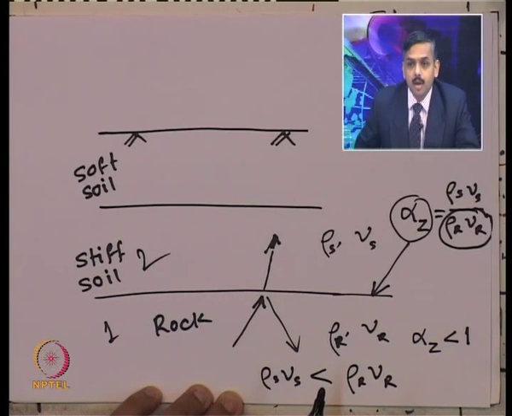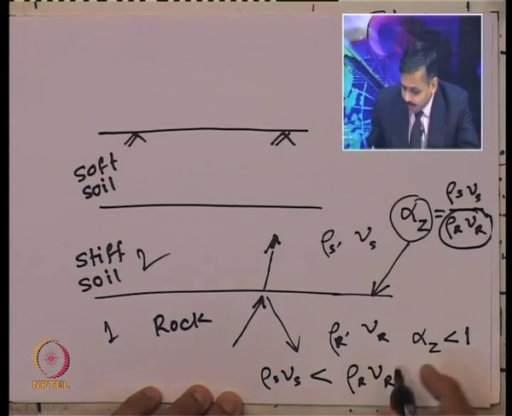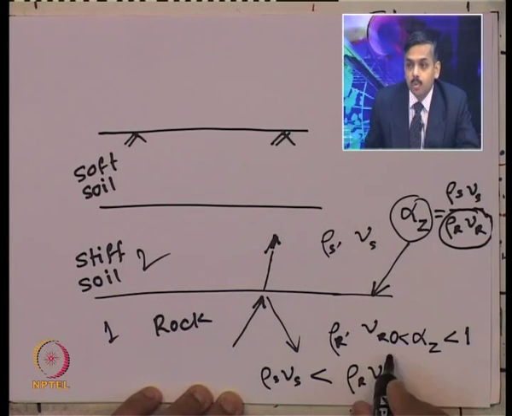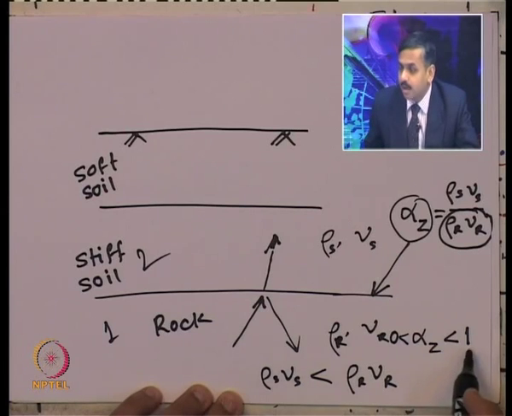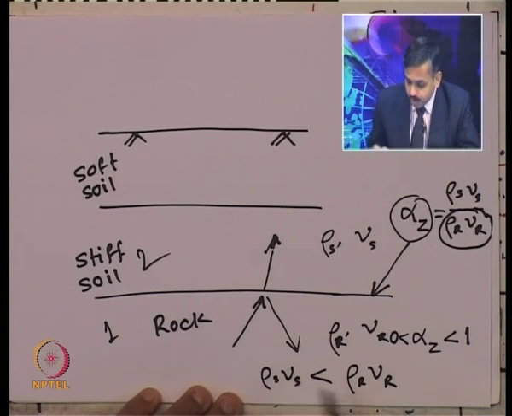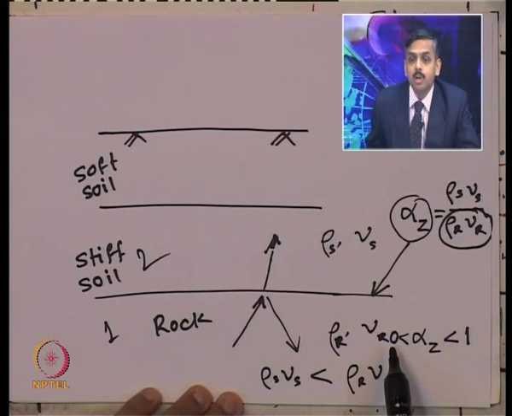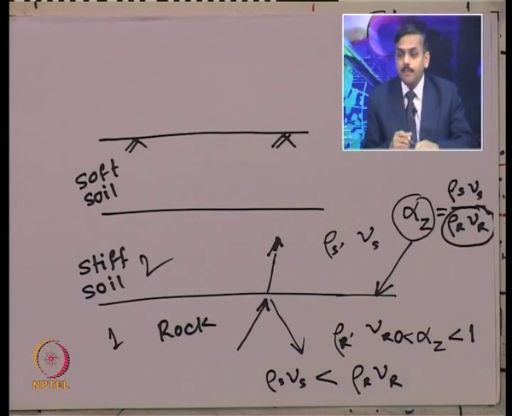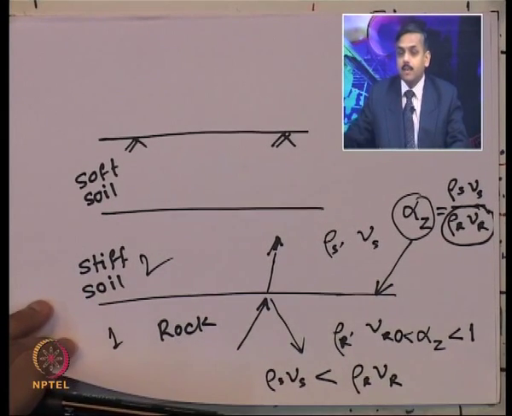Okay? So, that is the practical range of alpha z, it should be between 0 to 1. Equality of 0 also we have seen, equality of 1 also we have seen. So, the most practical site condition in terms of our geotechnical earthquake engineering is alpha z between 0 to 1. So, if alpha z is 0 to 1, let us see what happens.